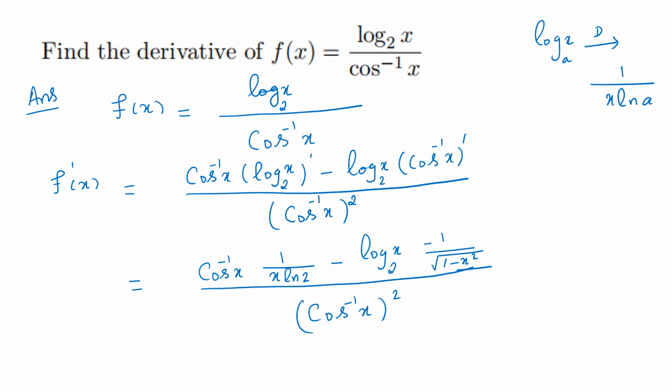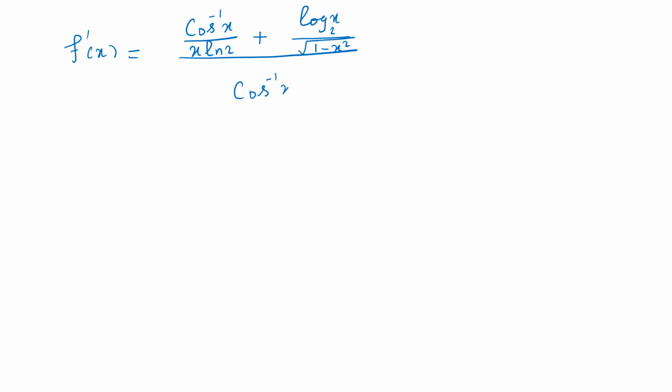Just to simplify, just to multiply this and to multiply this. What we have, f dash of x equal to cosine inverse x over x log 2, then plus log x to the base 2 over square root of 1 minus x square, divided by cosine inverse x square.